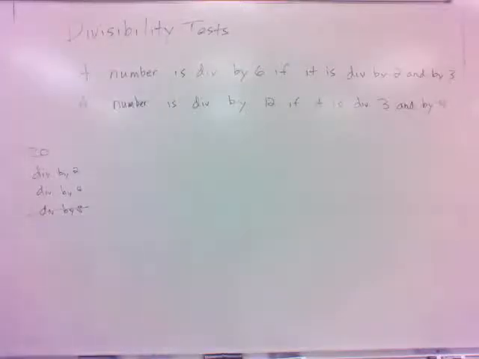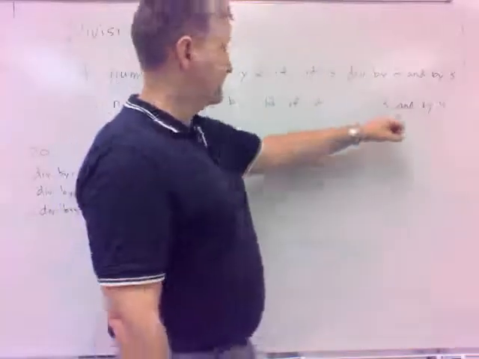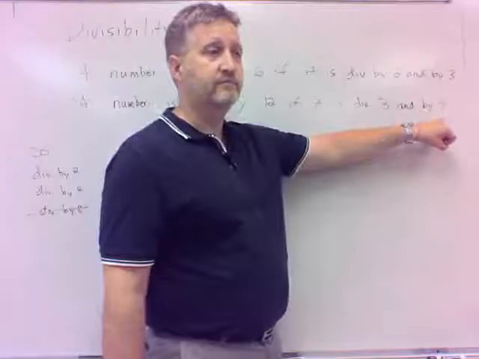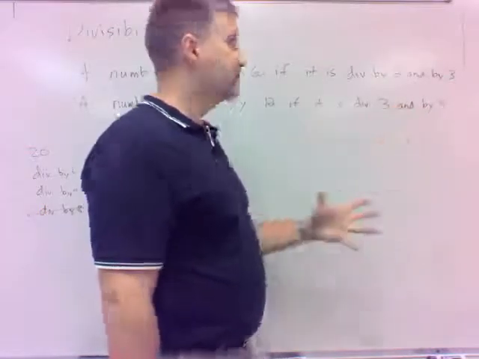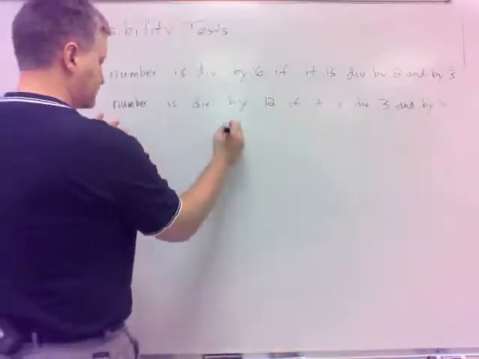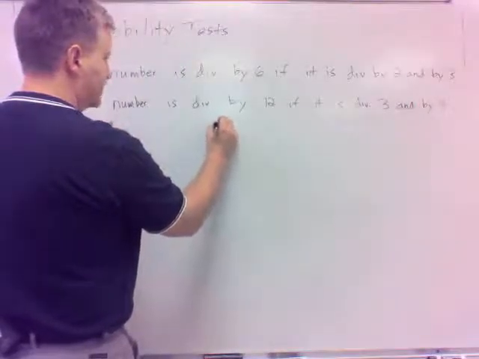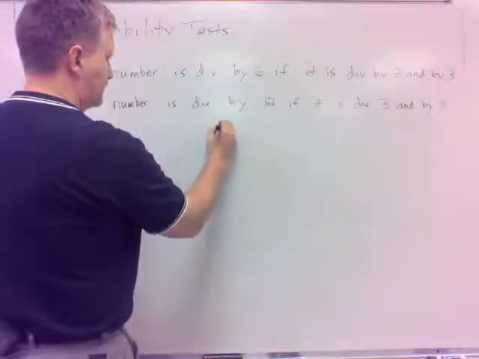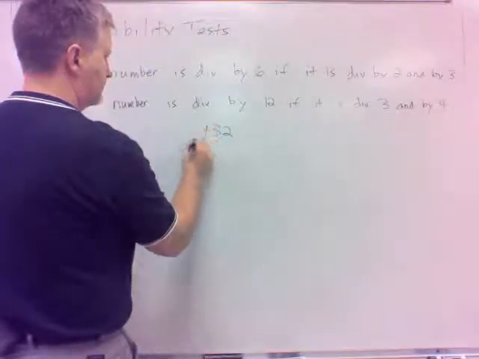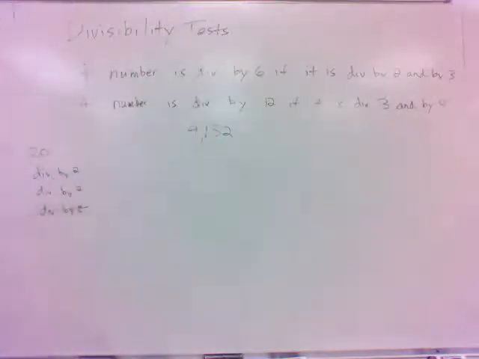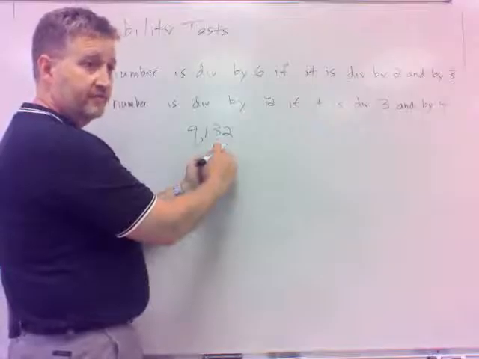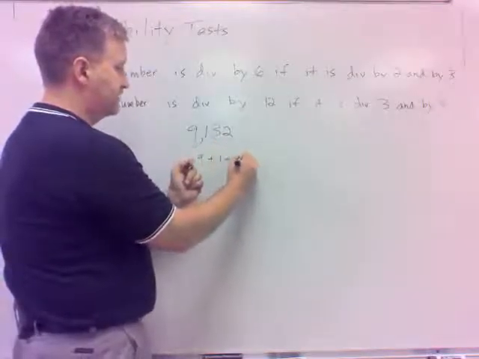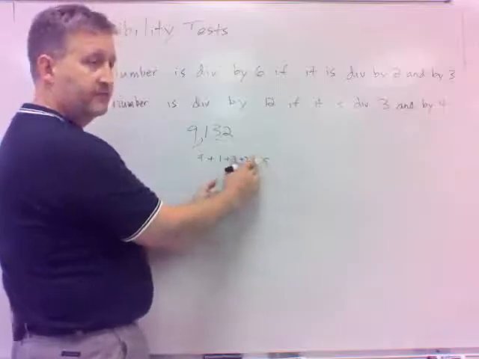So anyway, that's divisibility tests. The last 2 digits have to be divisible by 4, and the sum of the digits is divisible by 3. So for example, let's do 9,132. That's divisible by 12 because 32 is divisible by 4, right? And then 9 plus 1 plus 3 plus 2 is 15, divisible by 3. So that's divisible by 12, you see.